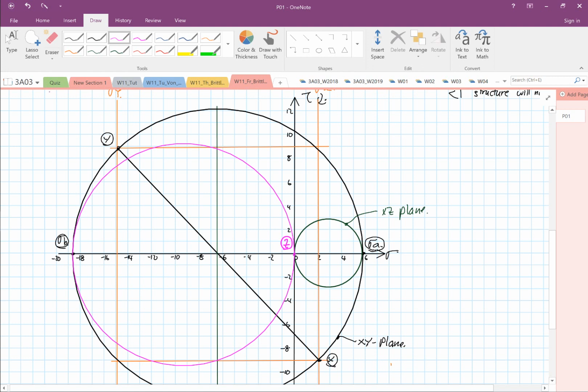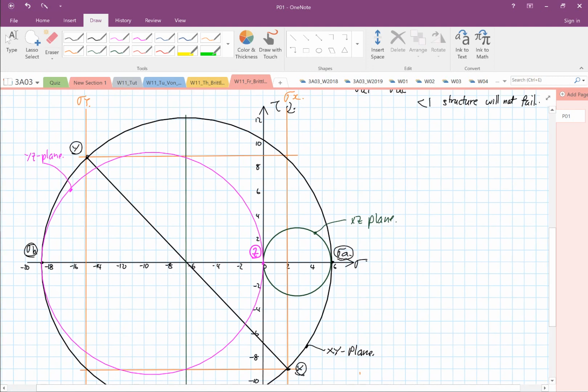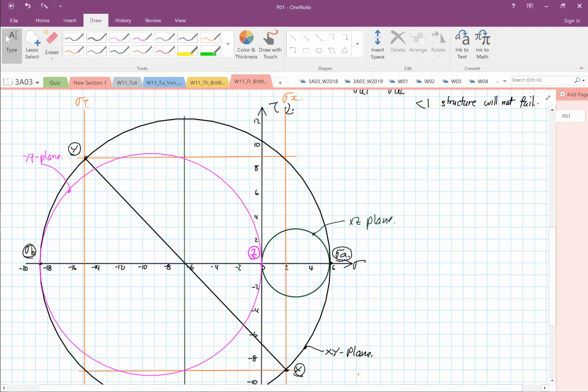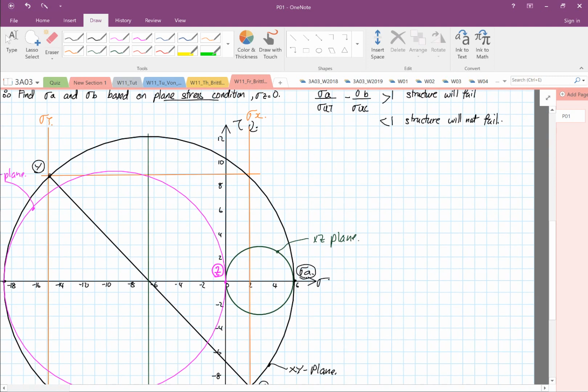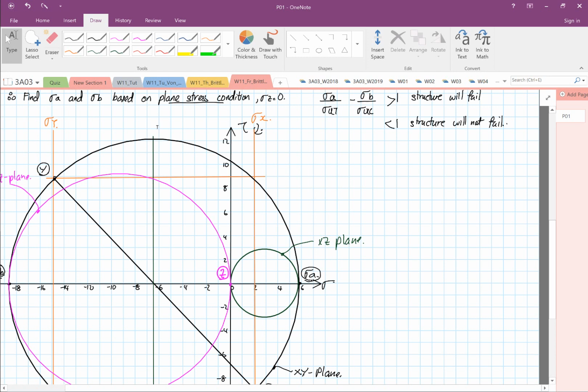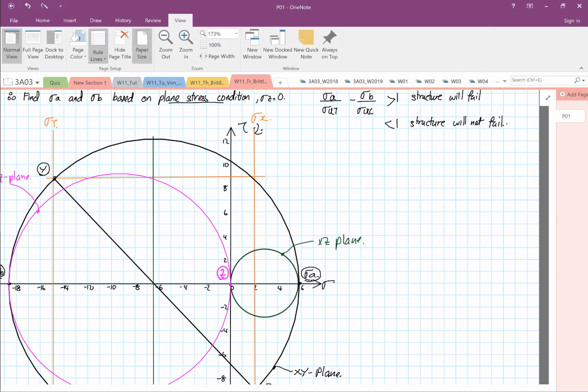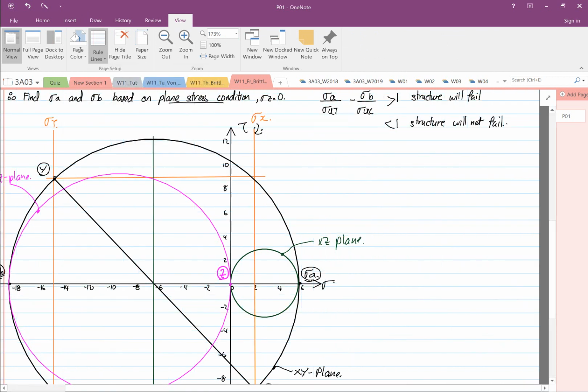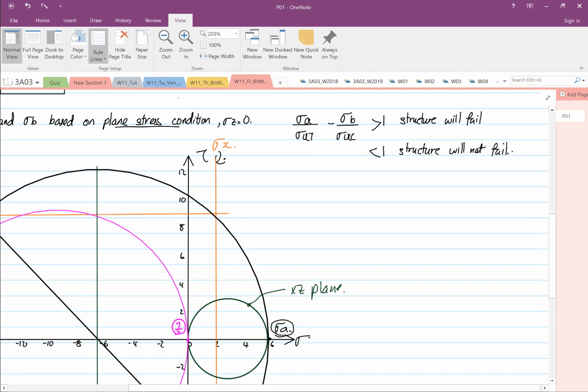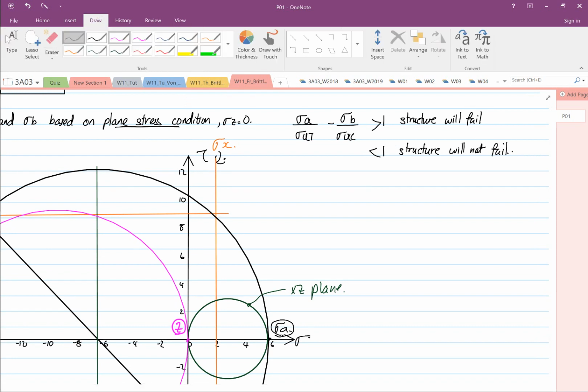Okay. So this one belongs to our YZ plane. From here, we work out. We have to find our stress A and stress B.